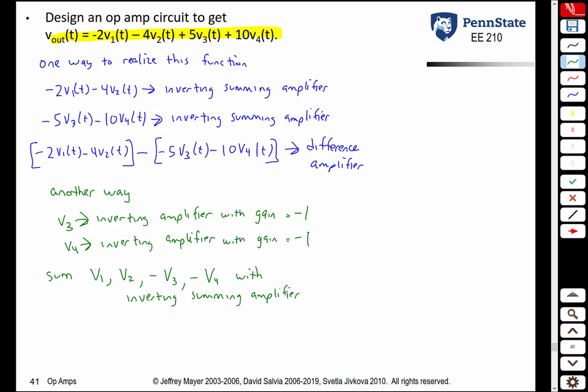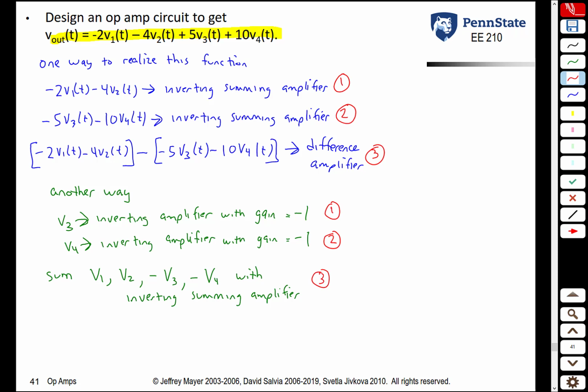If you look at this first approach, we need 1 op amp here for this inverting summing amplifier, a second op amp here with the second inverting summing amplifier, and a third op amp with this difference amplifier. If we use the second approach, you would need 1 op amp to get our inverting amplifier with gain -1, a second op amp to invert V4, and then a third op amp to sum all 4 signals together. So in either one of these designs, it would take 3 op amps.